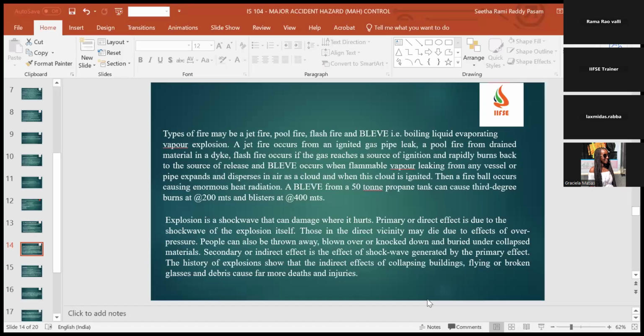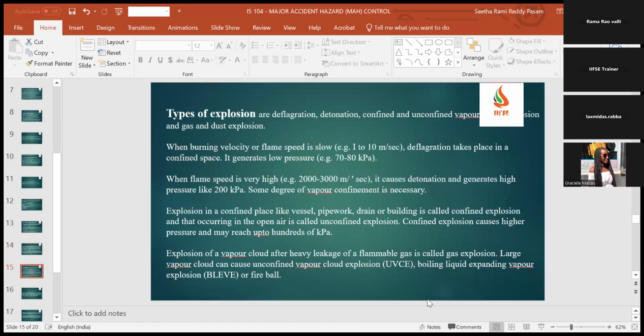If it is a bomb kind of thing, what will happen? Even the infrastructure can collapse. So these are all secondary events resulting from a primary effect. The primary effect is a shock wave. The history of explosions shows that the indirect effects of collapsing buildings, flying or broken glass, and debris cause far more deaths and injuries. Apart from the primary effect, the shock wave, the secondary effect results in more injuries and more deaths. That is the case of BLEVE.